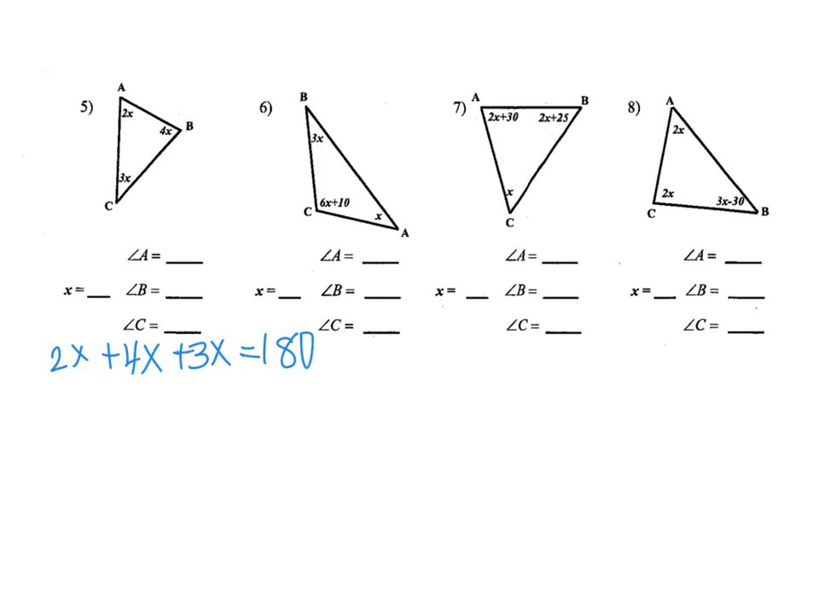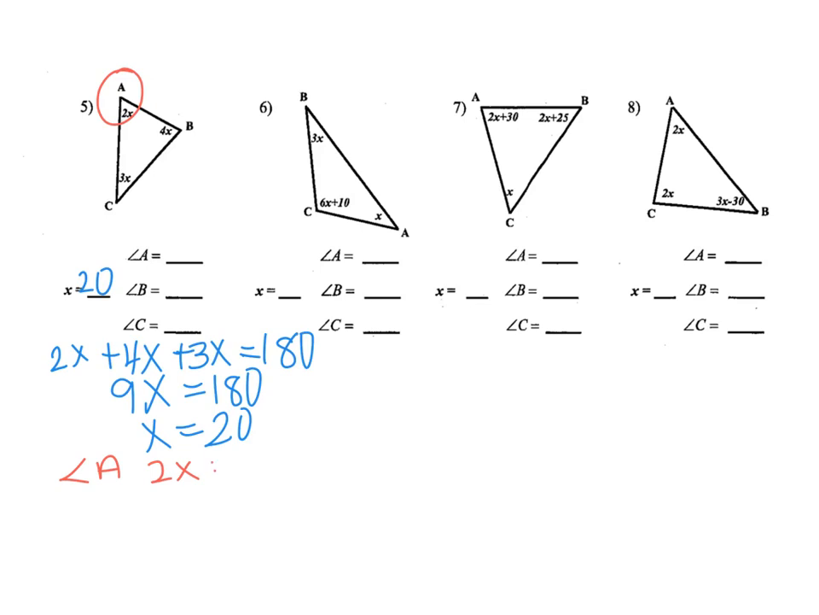All right, 2x plus 4x is 6x, plus 3x is 9x. So 9x equals 180. We divide by 9, and we get that x is equal to 20. All right, once I have x, now I need to find my 3 angle measurements. So if I look up here, the measurement of A says that is 2x. So angle A is equivalent to 2x, and I'm going to replace my x with a 20.